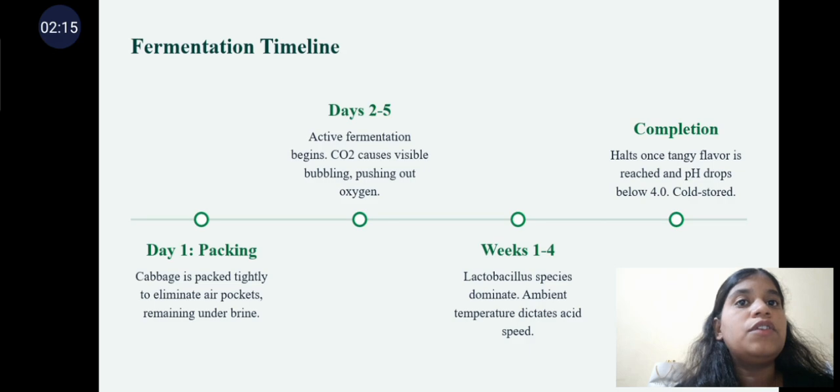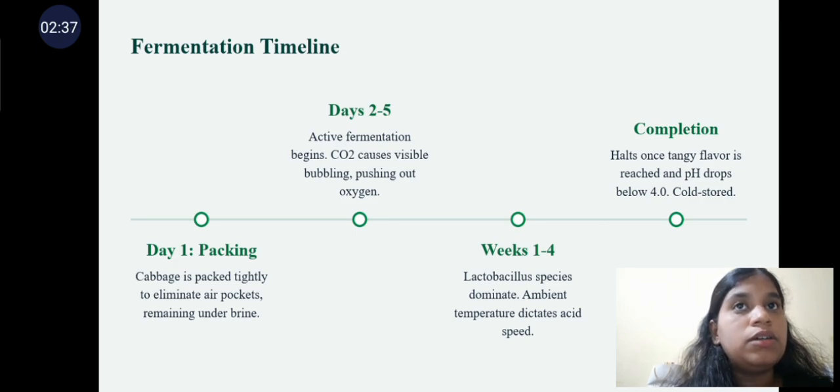Let us know about the fermentation timeline. This slide explains the fermentation timeline. On day 1, the shredded cabbage is tightly packed under the brine to remove air pockets. From day 2 to day 5, active fermentation begins. Carbon dioxide bubbles are produced, which helps to remove oxygen.